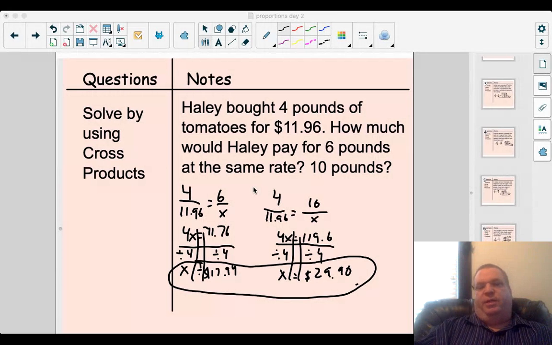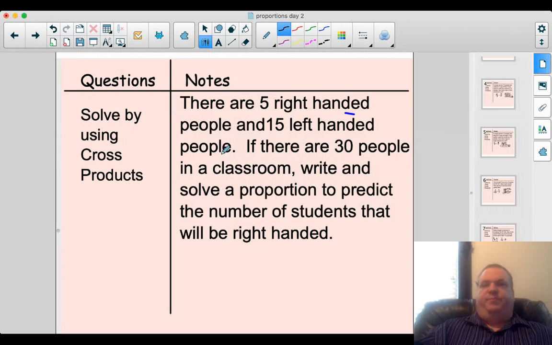Now another way that you might have done this, and this is fine, is using unit rates. You might have seen 11.96 for 4 pounds, figured out the price per pound, which would be $2.99, and then multiplied that by 6 to get this number and by 10 to get this number. That is totally an acceptable way to do this. What that amounts to is simplifying this fraction and then doing the multiplying. That is an okay way to do it. All right, let's look at this one.